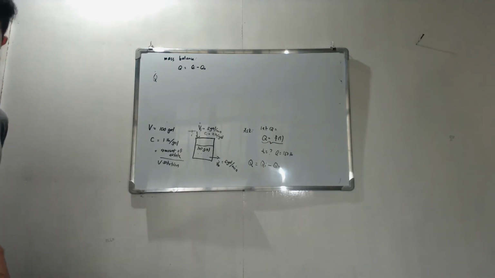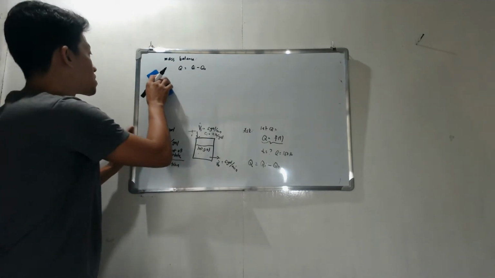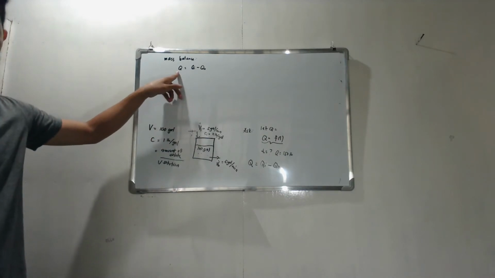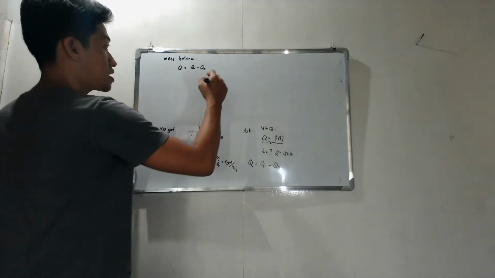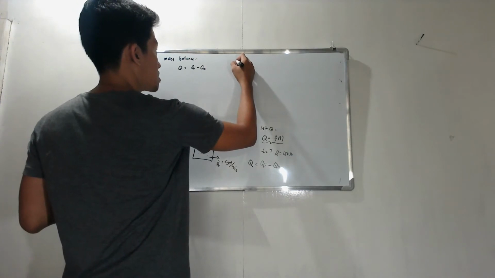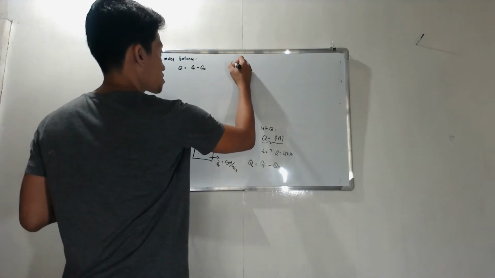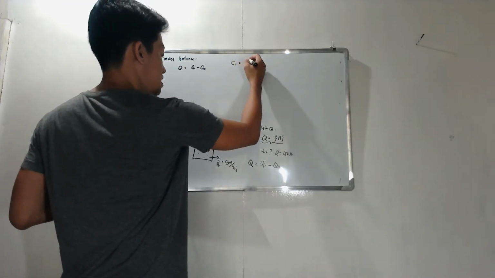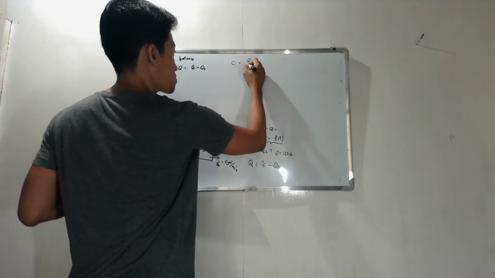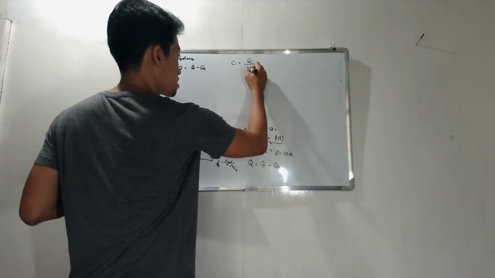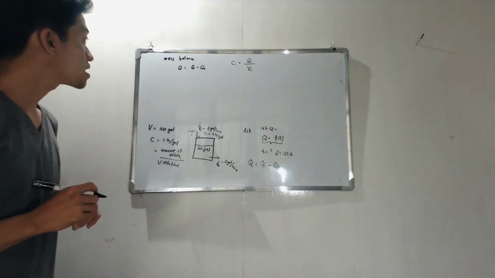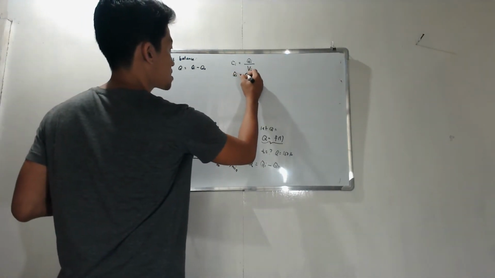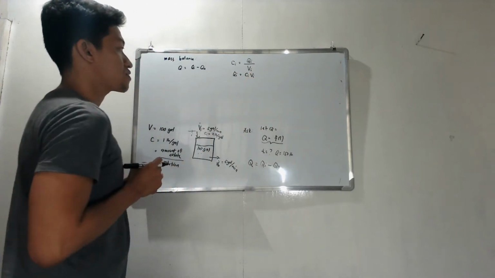Okay, so how do we relate the volume to the mass? We'll use the concentration. Okay, the concentration of the salt that enters the tank, C_I, is just Q_I over V_I. Okay, therefore Q_I is just C_I V_I.